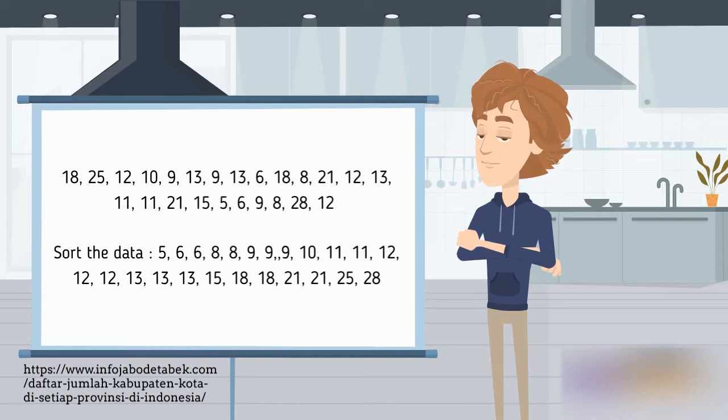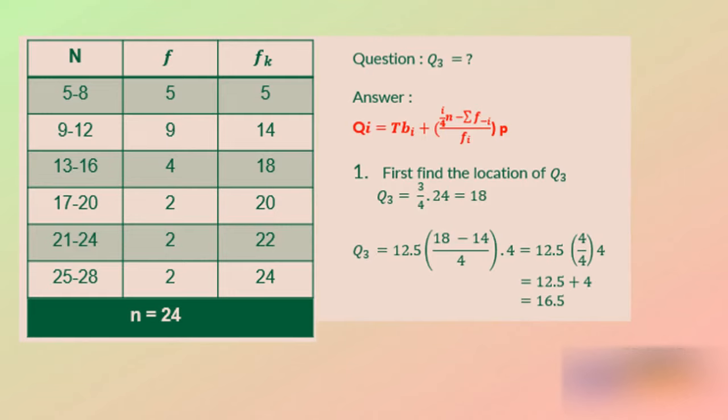But remember guys, the first step for calculating quartiles and deciles is to sort the data from the smallest to the largest, so that it becomes 5, 6, 6, 8, 8, 9, 9, 9, 10, 11, 11, 12, 12, 12, 13, 13, 13, 15, 18, 18, 21, 21, 25, 28. Here we already have a frequency table that we have created from the previous data. The question is to find the value of Q3.